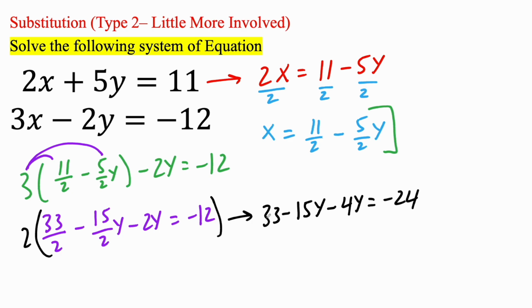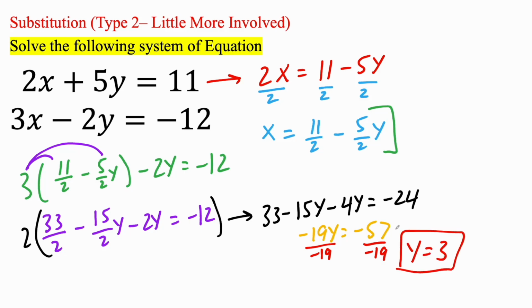At this point, I'm going to subtract 33 here, subtract 33 here. Then I'm going to combine negative 15y with negative 4y, and we'll get negative 19y is equal to negative 57. Then we can divide by negative 19, divide by negative 19 in order to isolate y, and so y is going to equal 3.